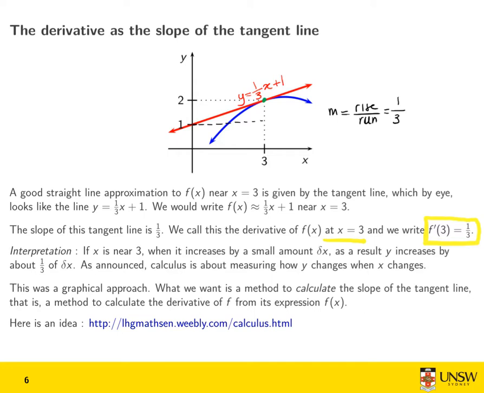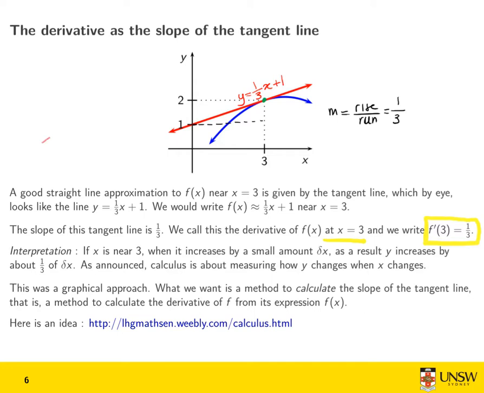Okay, let's try to interpret this. So we want to relate this to change. So assume x changes by a small amount, and for a small change we usually use lowercase delta, whereas for a large change we use uppercase delta, which was this triangle. And we want to measure the corresponding change in y.